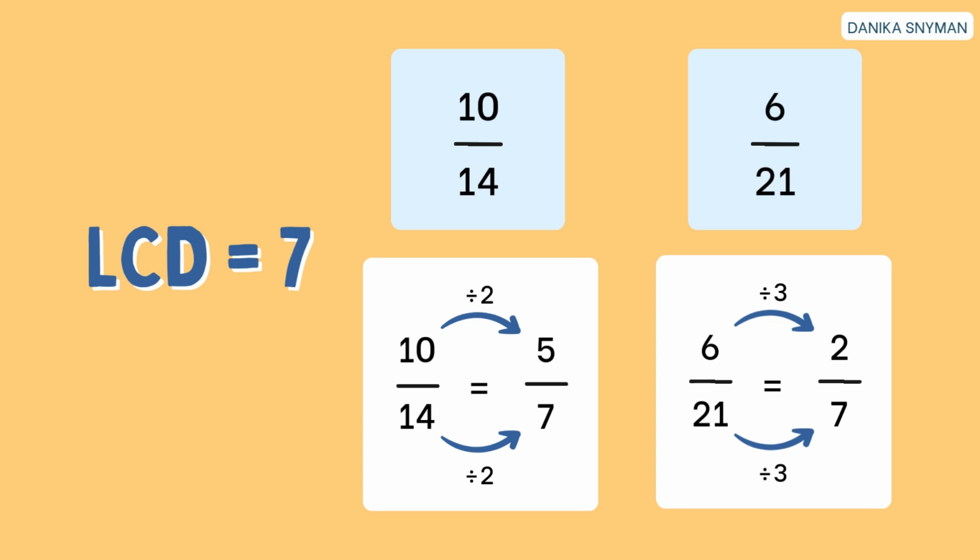Let's do this next one, 6/21. How do we make the 21, the denominator, the bottom number, a 7, because we want the LCD? You divide by 3. And remember, what you do at the bottom, you have to do on top. So 21 divided by 3 equals 7. So 6 divided by 3 equals 2. So, guys, go find your LCD and change the denominator first, and then change the numerator also. It can be times or divide.